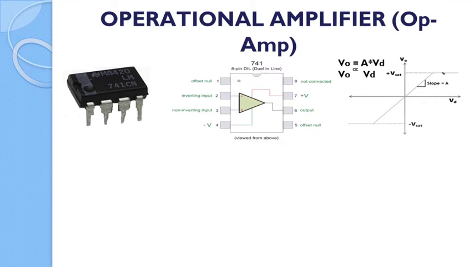Next we will discuss the voltage transfer curve of an operational amplifier. We know that V0 equals A times Vd. So the output voltage V0 is proportional to the difference of the input signal voltages. When Vd increases, V0 also increases. So we have a linear curve here.